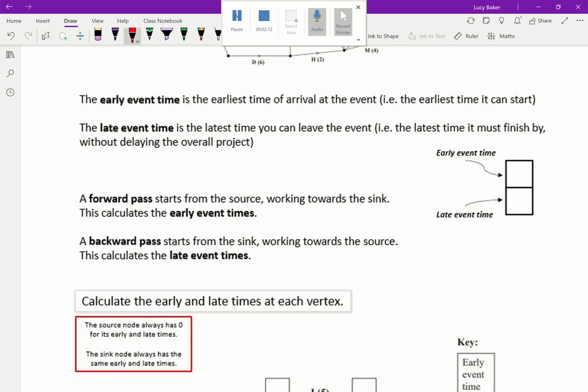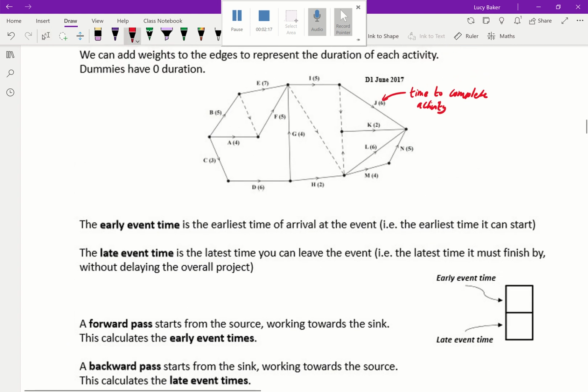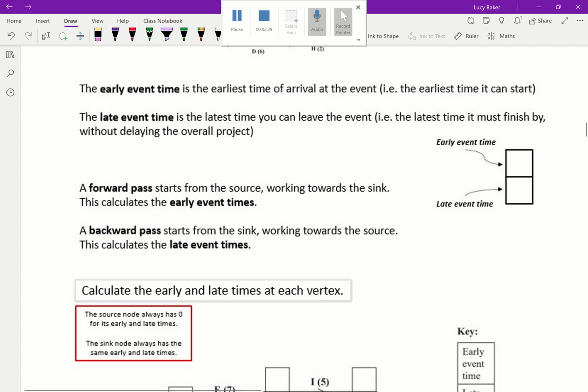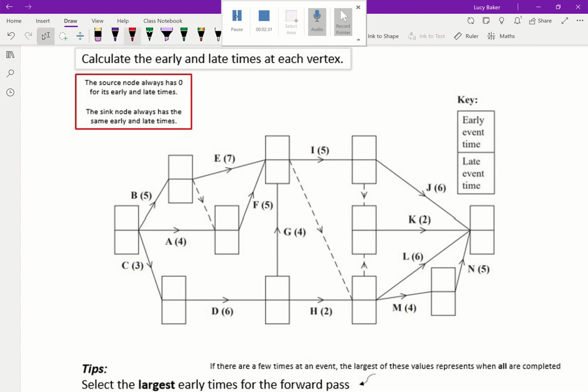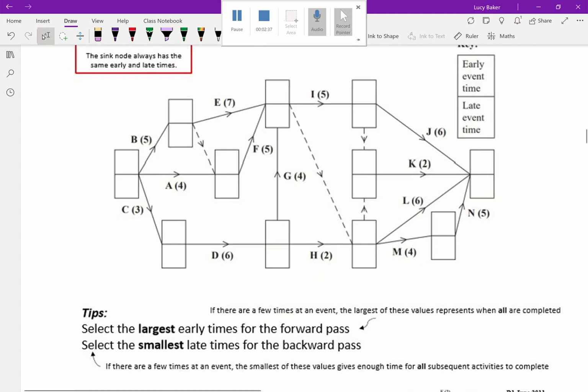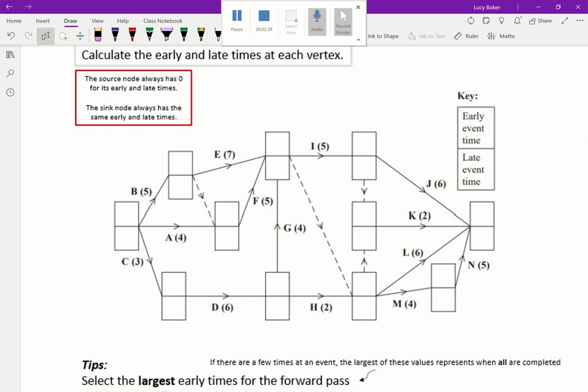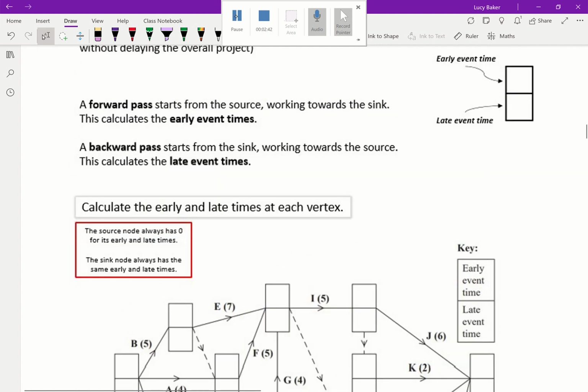In order to get the early event times, we're going to do what we call a forward pass, starting from the source and finishing at the sink. And then to find the late event times, we're going to go backwards from the sink and end up at the source to find those. That's going to make sense when I show you how we're going to do it. I'm going to do the early times in green, and the red times will be the late event time. So early event time in green, and I'll do the late event time in red when I come to that.